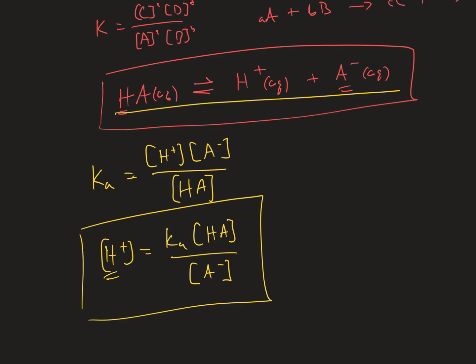All right, should we do an example? What does HA mean? HA, this is my acid, or I should say weak acid. Why is it weak? Because when we use equilibrium, we're dealing with weak acids and weak bases.